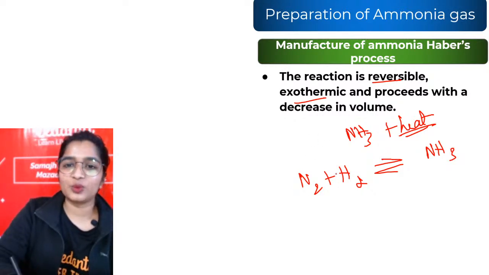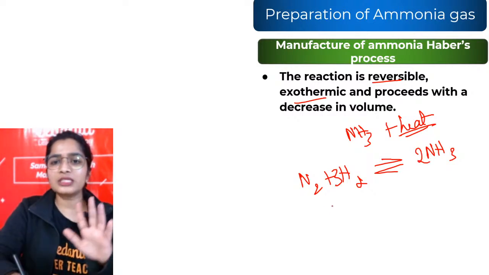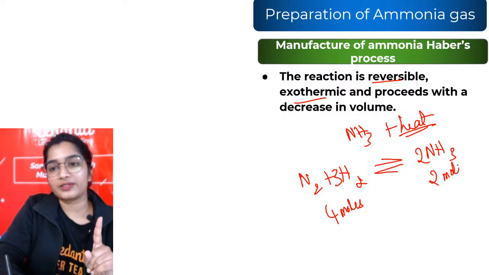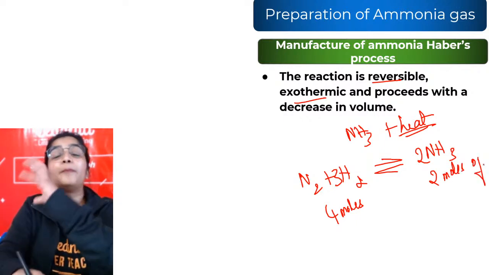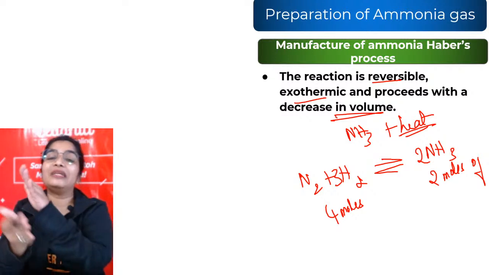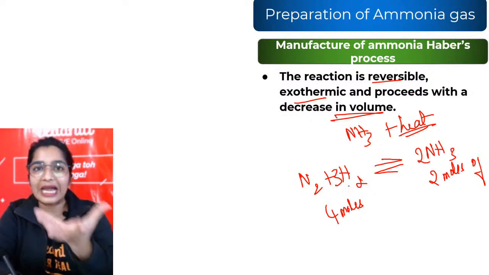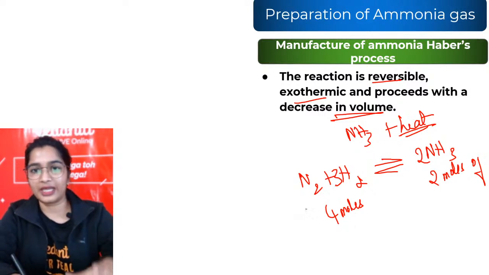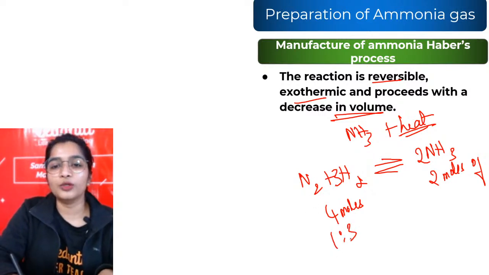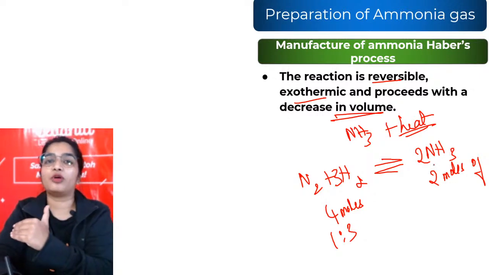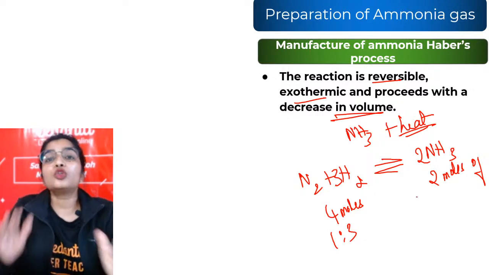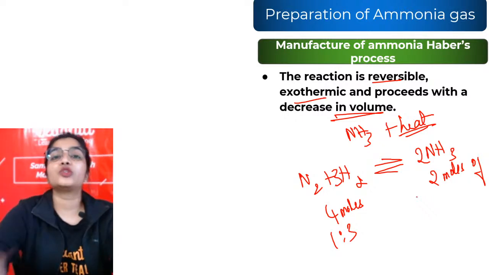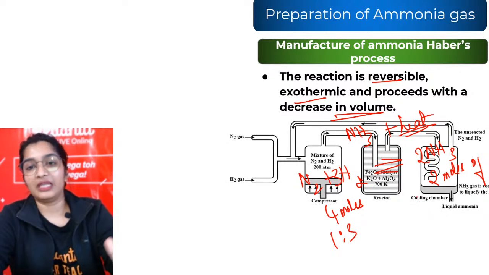N2 plus 3H2, very good, gives 2NH3. So you see here, you have 4 moles of reactants but only 2 moles of products. There will be a decrease in volume because these are all gases. The ratio is by volume, not weight. So 1:3 volume of nitrogen and hydrogen, and there will be formation of 2 moles of ammonia gas. To make sure that the reaction proceeds in the forward direction, applying pressure is very important.